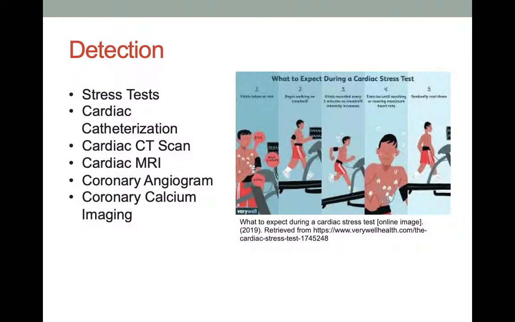Some other tests are cardiac catheterizations, where they extend a catheter up through the blood vessels, normally the femoral artery, to detect and see what's going on. We can do cardiac CT scans or cardiac MRIs, a coronary angiogram. The other one that I found interesting was coronary calcium imaging. When blood vessels become blocked with plaque, the body's natural response is to release calcium there. So with the coronary calcium imaging, they use a CAT scan, computerized axial tomography scanner, and they measure the amount of calcium that's present in these coronary arteries, coronary vessels.